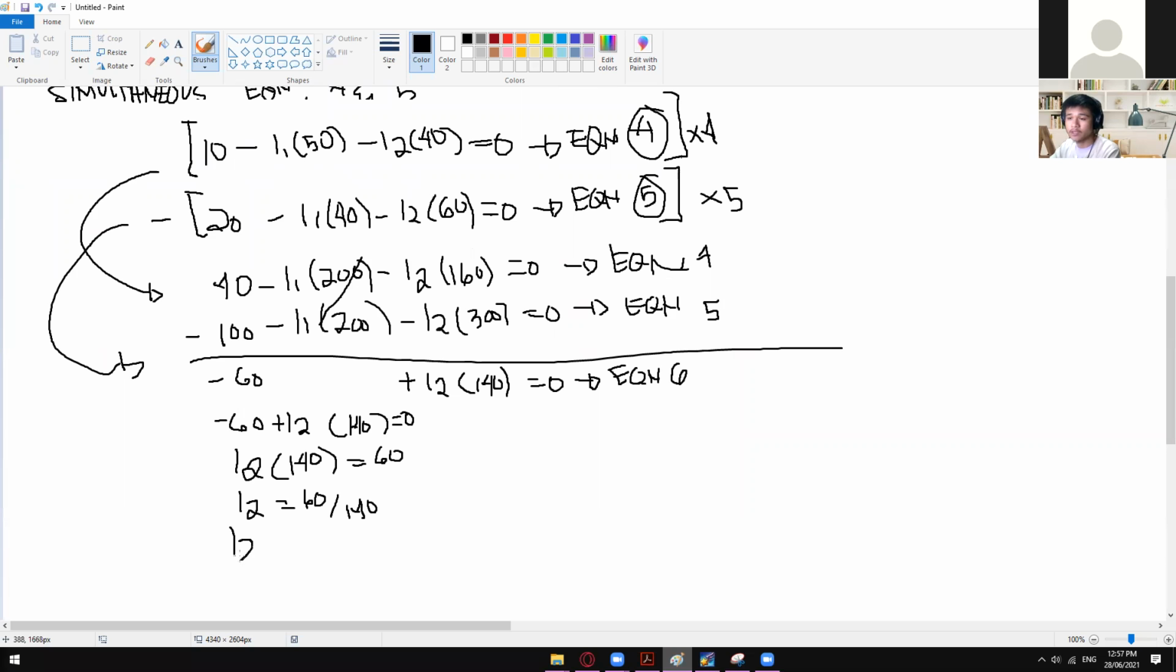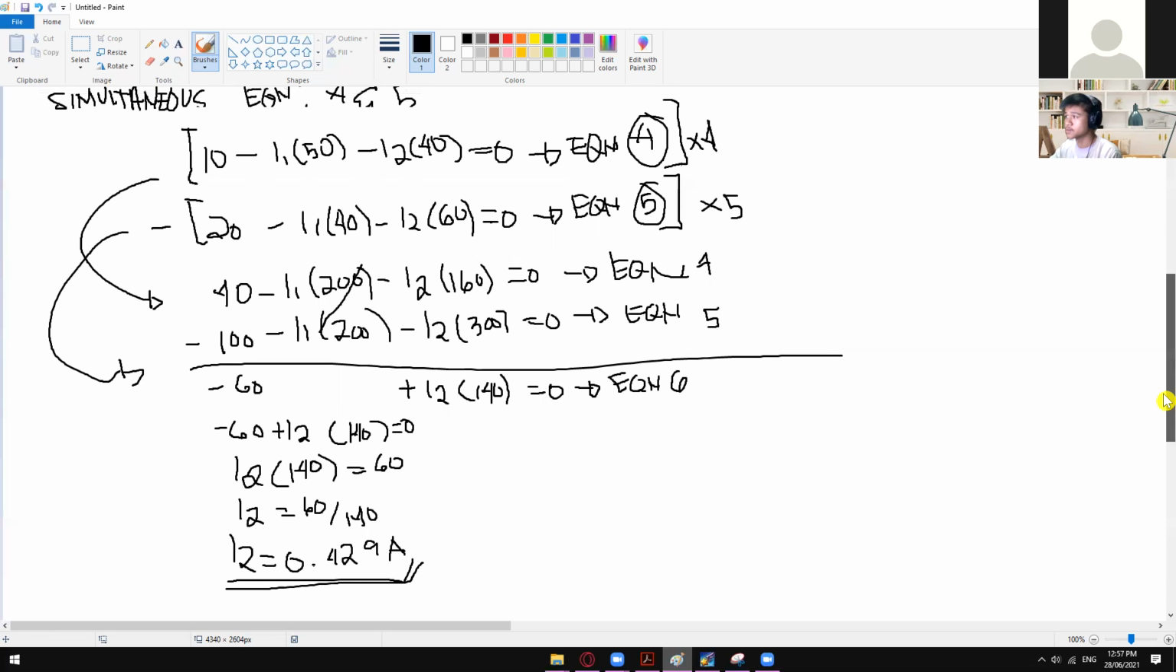So using your calculator, I2 is equal to 60 divided by 140, will give us a result of 0.428, or 0.429 rather. You're going to round up the 8 into 9. So 0.429 ampere. So this is now the value of our I sub 2.